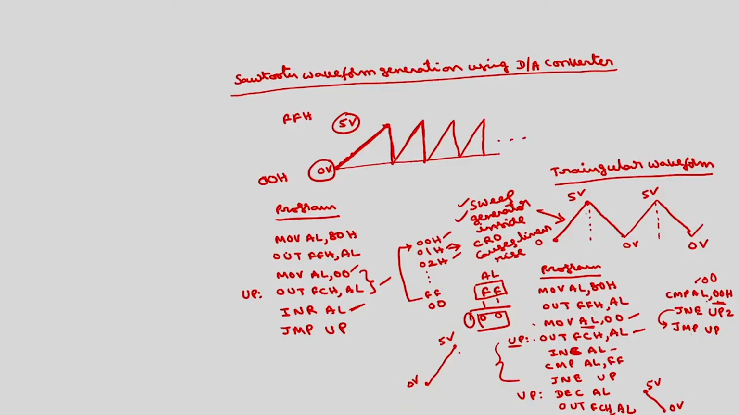Okay. So, that means with the simple application of a D to A converter, we can generate different waveforms. Now, using these A to D and D to A converters, we can design various measurement systems. Okay. Suppose I want to measure and control the temperature of a furnace.